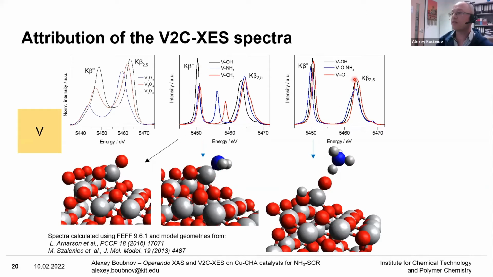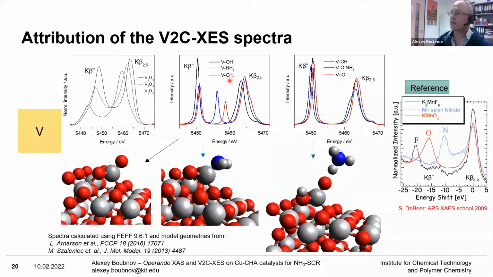Now, if we vary the ligands bonded via an oxygen, the variation is not so large as when the ligands are varied in direct contact with the metal center. And this is completely consistent with some of the classical work by Serena de Beer, where she has shown that exchanging ligands shifts this K beta double prime feature.